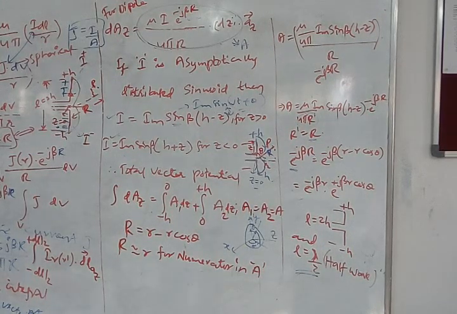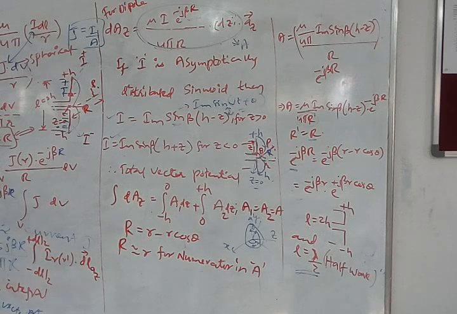Similarly we extend it as sin beta(h minus z) for z greater than 0, and sin beta(h plus z) for z less than 0. Next we solve the equation for the total vector potential. For the total vector potential, we further integrate the equation for the limits minus h to plus h. Finally we should compute the value for A1 or A2 or A.